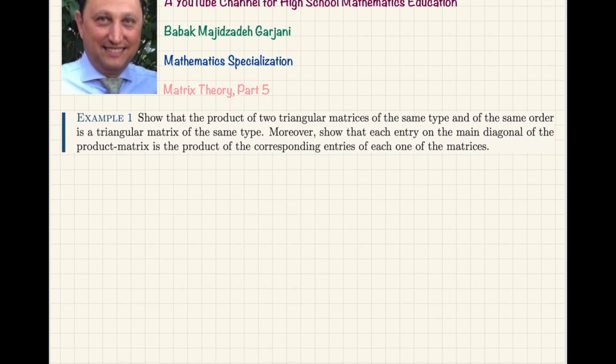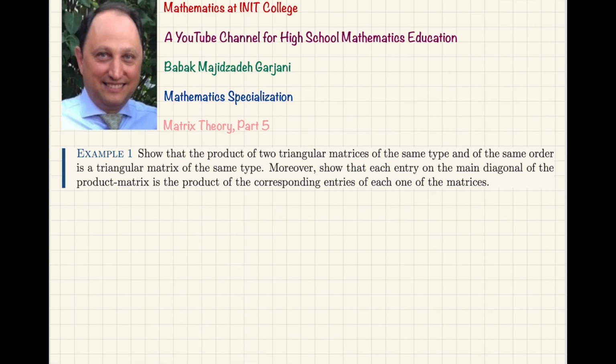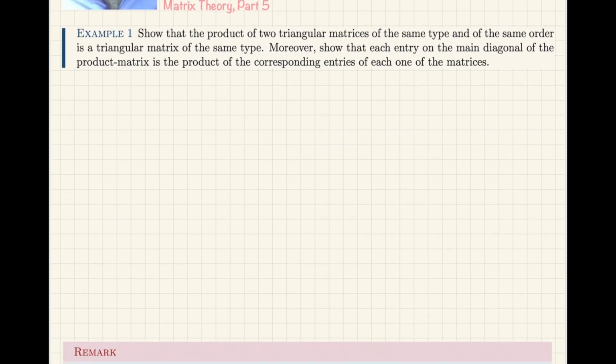Okay, the first thing that I have written as an example, but if you want to work with matrices, it is extremely helpful to remember, is that we want to show that if I have two triangular matrices of the same type and the same order, then if I multiply them, it definitely becomes another triangular matrix of the same type. Let me recall for you a little bit from the very first session.